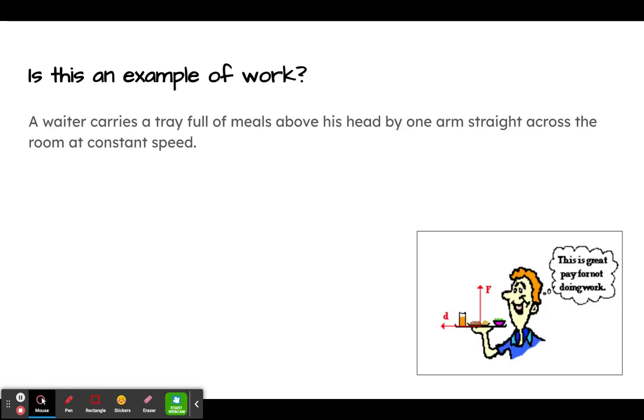Okay. How about this one? A waiter carries a tray full of meals above their head by one arm straight across the room at a constant speed. There's actually a picture already over here because I knew that this one would be kind of hard to draw. But you'll see that the force and the displacement are in two different directions, and so you would have to plug in the cosine of theta to solve for this one. But I'll give you guys a little bit of a hint right here.